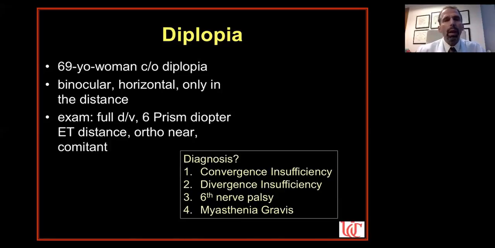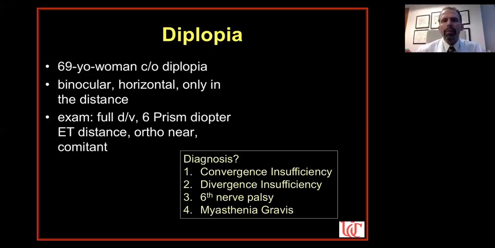Certainly if someone has a unilateral sixth nerve palsy, it should not give you a comitant misalignment. You might have a six prism diopter esotropia in primary position, but if it's a left sixth, in left gaze, it should get much worse. And in right gaze, it'll probably go away if it's a mild sixth. Now, bilateral sixths, which are pretty rare, could, of course, cause a comitant misalignment, but that wasn't the option I gave you.